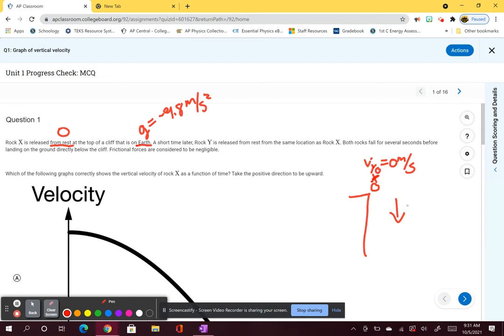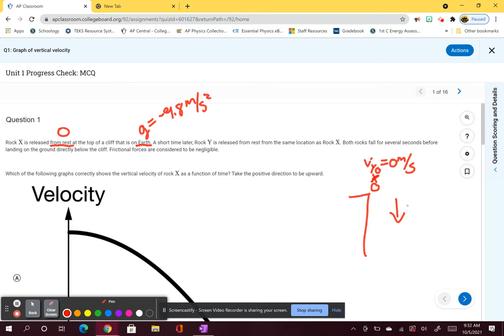A short time later, rock Y is released from rest at the same location as rock X. Both rocks fall for several seconds before landing on the ground directly below the cliff. Frictional forces are considered negligible. Basically, all that says is we ignore air resistance. We're in the perfect physics world. There's no air except we can breathe. Yay! Which of the following graphs correctly show the vertical velocity of rock X as a function of time? Take the positive direction to be upward.